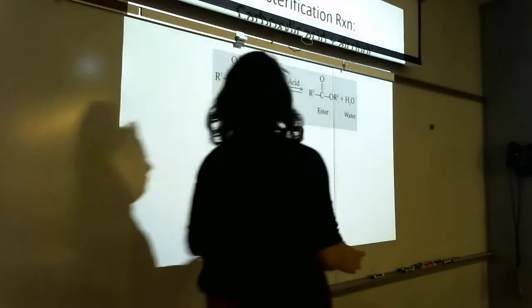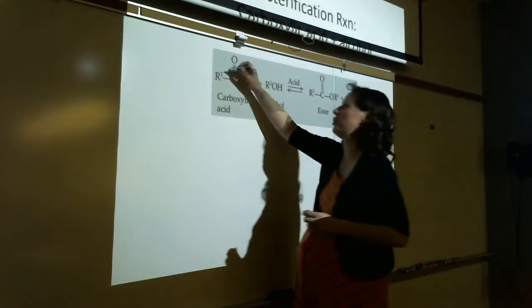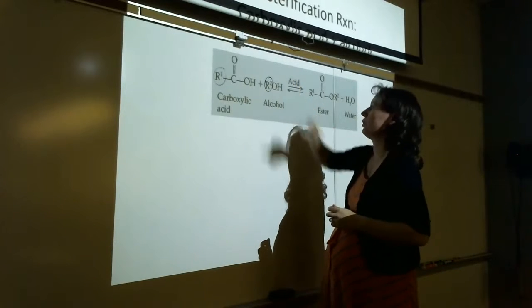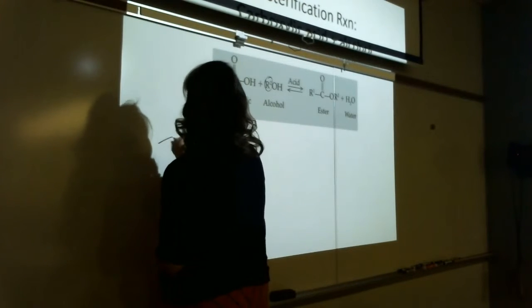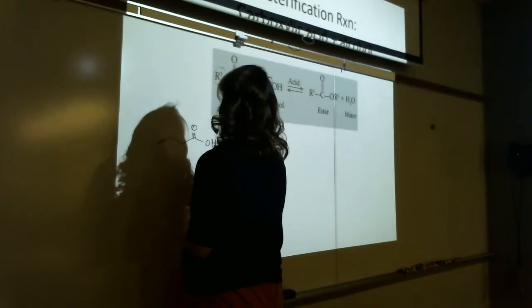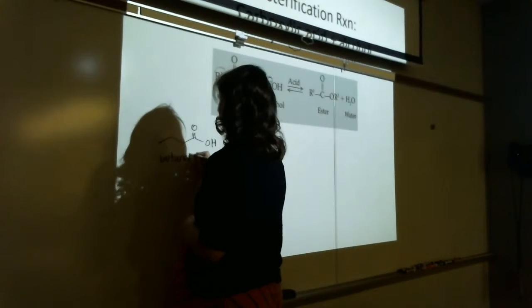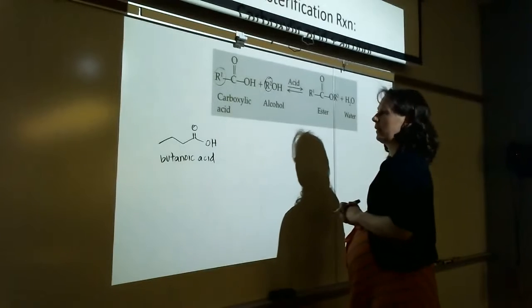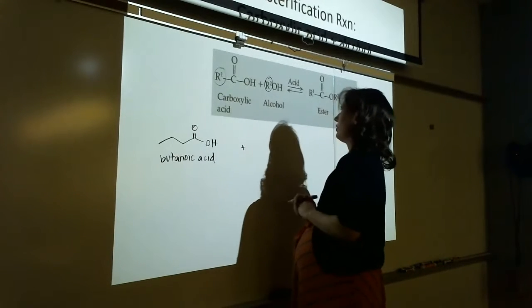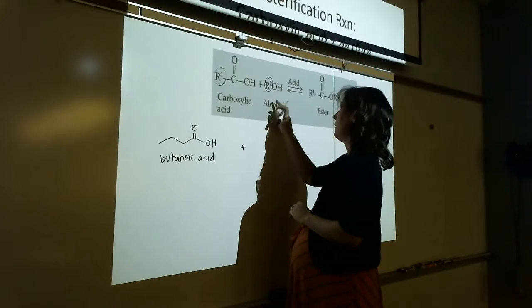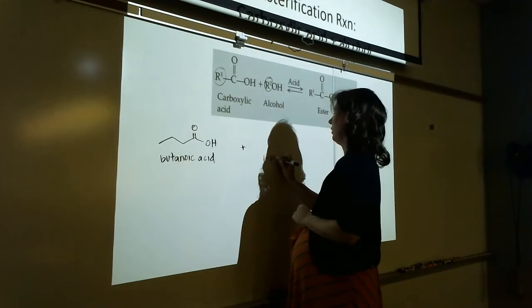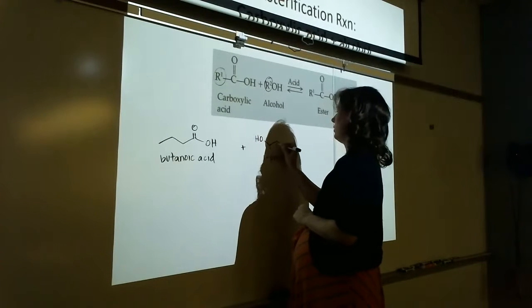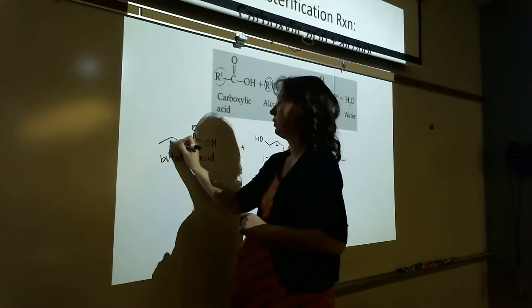Okay, so let's do an example. R here is just whatever the chain is, and R here is just whatever the chain is. Let's do a 4-carbon chain. So 1, 2, 3, 4. That would be butanoic acid. And for the alcohol, let's do a 3-carbon chain. It would need to be a primary alcohol, just for simplicity's sake. So 1-propanol. 1, 2, 3, and 1, 2, 3, 4.